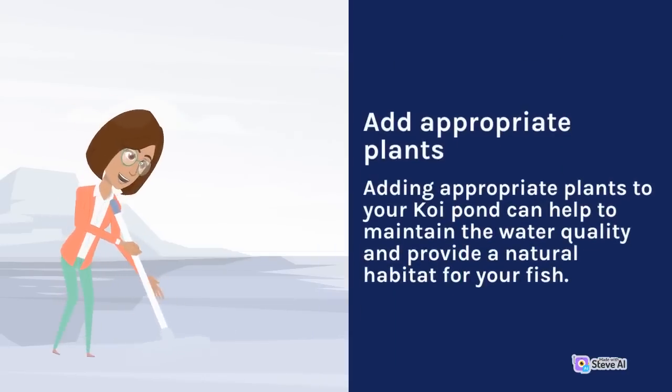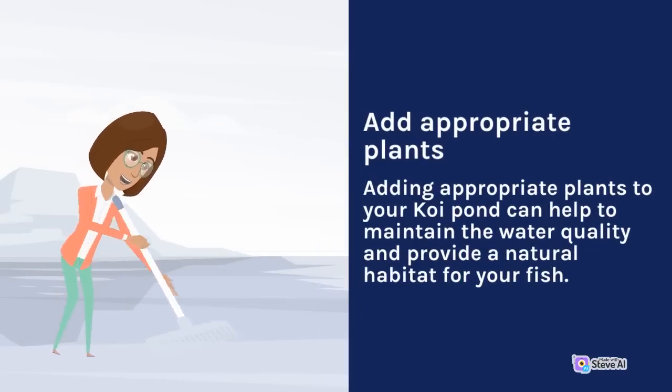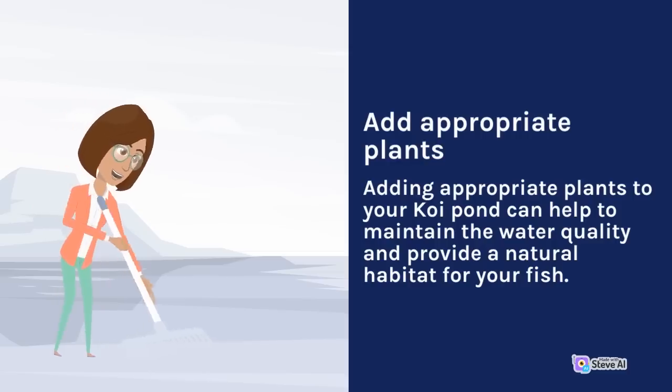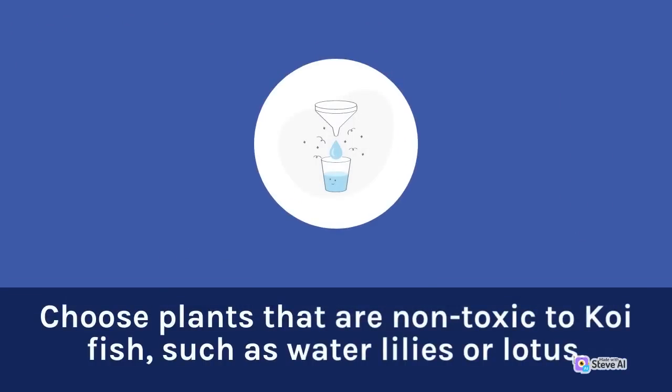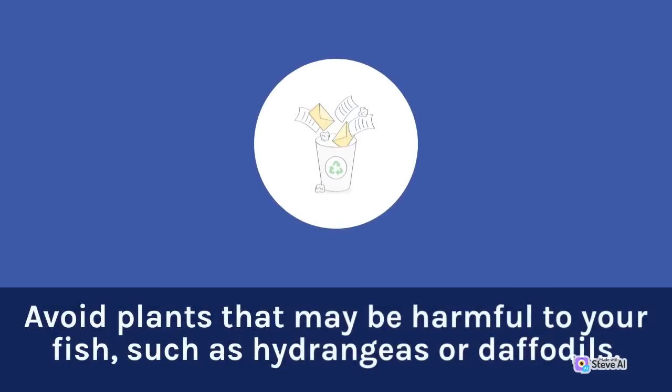Add appropriate plants. Adding appropriate plants to your koi pond can help to maintain the water quality and provide a natural habitat for your fish. Choose plants that are non-toxic to koi fish, such as water lilies or lotus. Avoid plants that may be harmful to your fish, such as hydrangeas or daffodils.